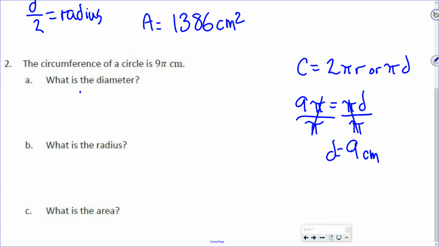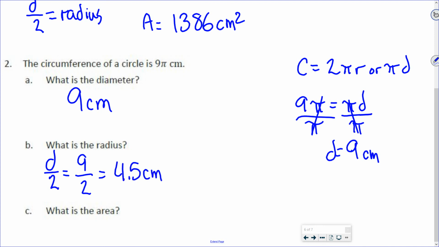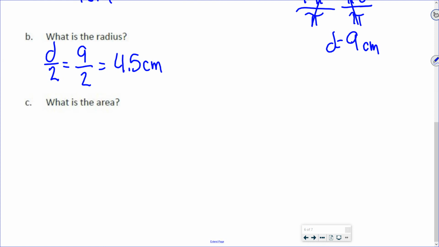So our diameter is 9 centimeters. And how do we find the radius again? Right, we take the diameter and divide it by 2. So we're going to take the 9 and divide it by 2, which gives me 4.5 centimeters. Okay, so this is the first time we're working with a decimal for our area. Again, our formula for area is pi r squared, or pi times the radius squared. So again, at the very beginning it said use 22/7 as pi. So I've got 22/7 times the radius squared, which is going to be 4.5 squared.